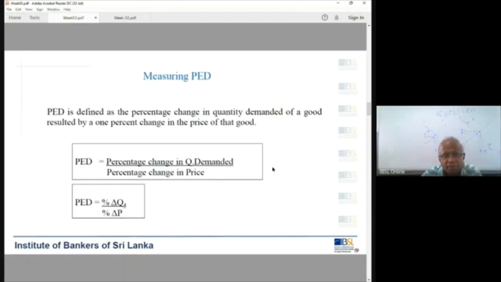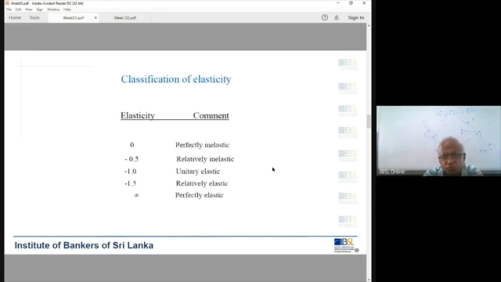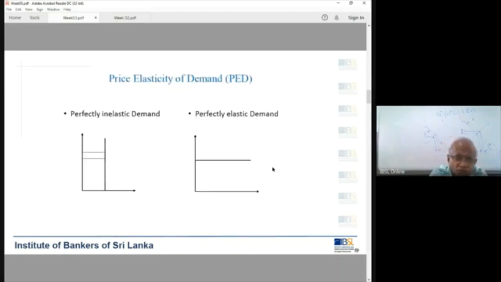Now what will happen? Suppose price changes by 1%, delta P is 1. If perfectly inelastic demand, there is no change in quantity demanded, 0. 0 divided by 1, price elasticity of demand is 0. Perfectly inelastic demand, PD is 0. The demand curve is vertical.